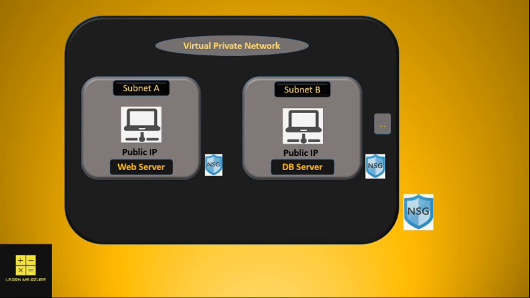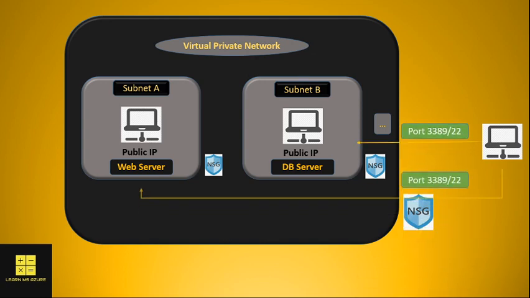So for that purpose, you need to create a public IP address so that you can connect to it from the internet. And the second thing that you need is to open respective ports to access from the internet. So if you are using a Windows virtual machine, then you need to open 3389. And if you are using the SSH protocol to connect to your Linux machine, then you need to open port 22.